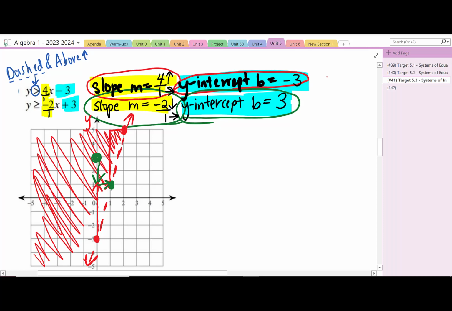And then we can repeat. Podemos repetir. 2 down, 1 right, point. 2 down, 1 right, point. 2 down, 1 right, point. And I can even go the opposite way.